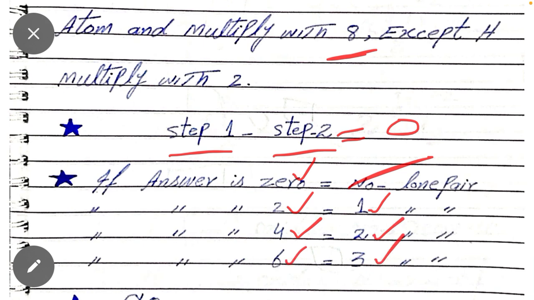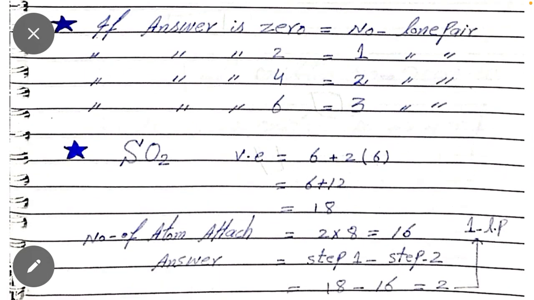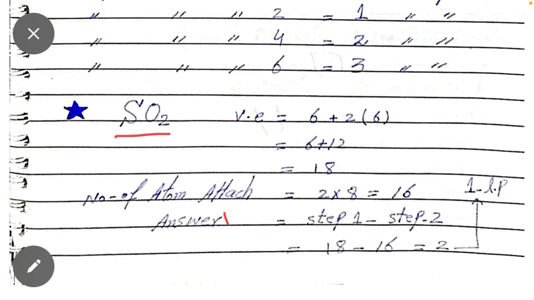Now we will explain with the help of an example. You can easily understand with the help of an example. For example, SO2. Valence electrons of sulfur is equal to 6, plus there are 2 oxygens and 1 oxygen has valence electrons equal to 6. So 6 plus 12 is equal to 18. Total valence electrons is equal to 18. Step 1 is complete.